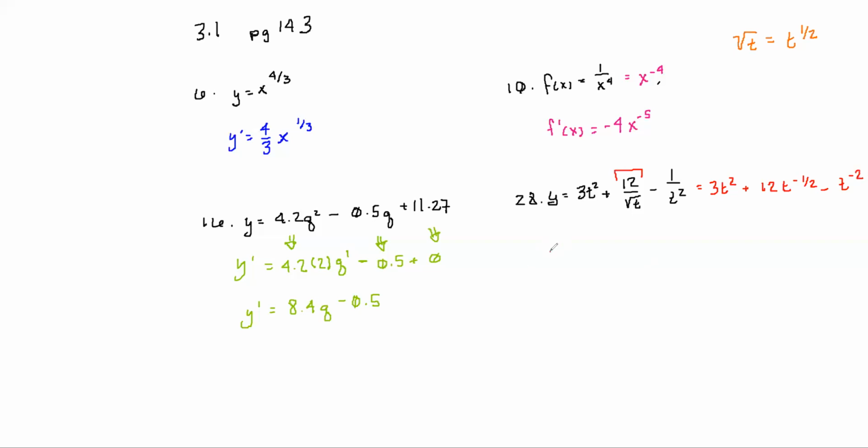Okay, so y prime is going to be the derivative of 3t squared, which is going to be 6t, plus the derivative of 12t to the negative 1/2, which is going to end up being, I'm going to write this out a little more explicitly so that we can follow it algebraically. Minus negative 2t to the negative 3. So let's rewrite it again.